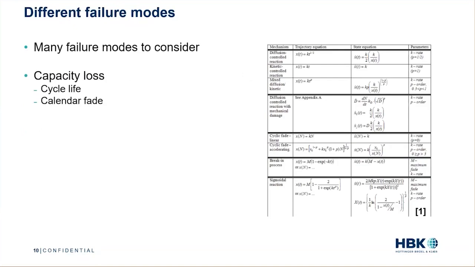So some of the battery-specific considerations are these, right? We've got many different failure modes to think about, some of which are well understood, some of which are active topics of research. But we've got a couple, namely capacity loss type failure modes, where the battery is losing capacity over time, either due to repeated charge-discharge cycling, or time at a high state of charge, which results in reduced capacity.